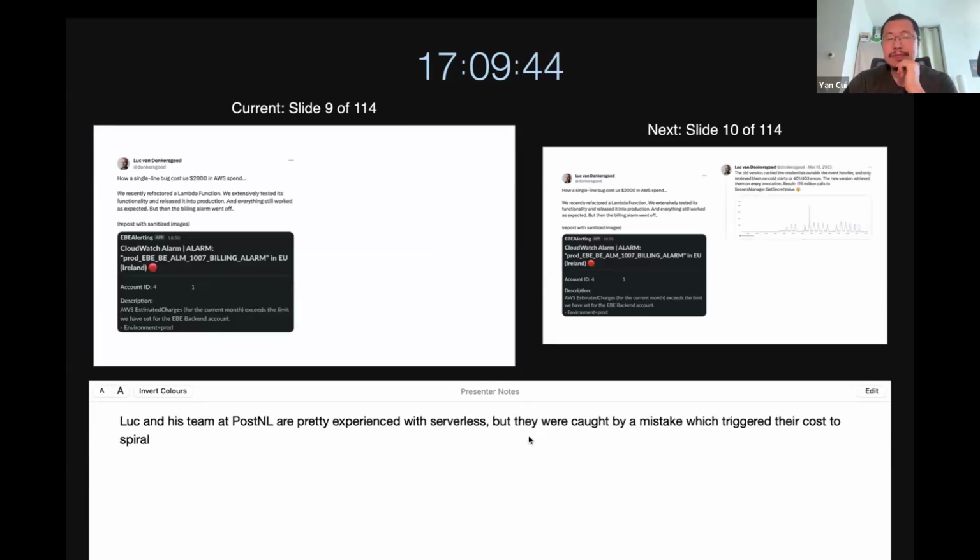A good example of how billing alarms can save you: a good friend of mine, Luke, works at PostNL, which is the national postal service in the Netherlands. They had a billing alarm triggered on one of the accounts for a service Luke is working on. Their service fetches secrets from Secrets Manager, and they made a one-liner change to one function that broke caching.